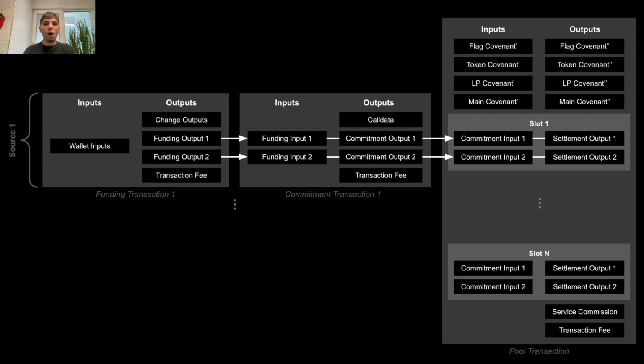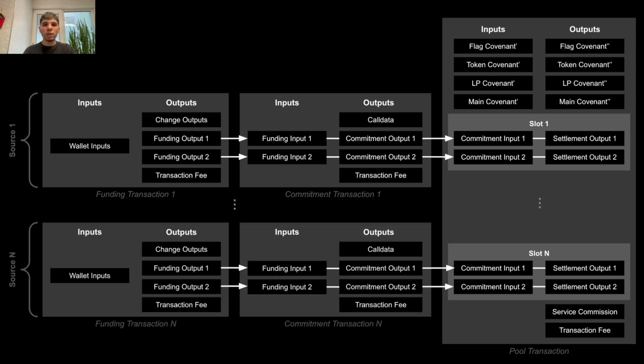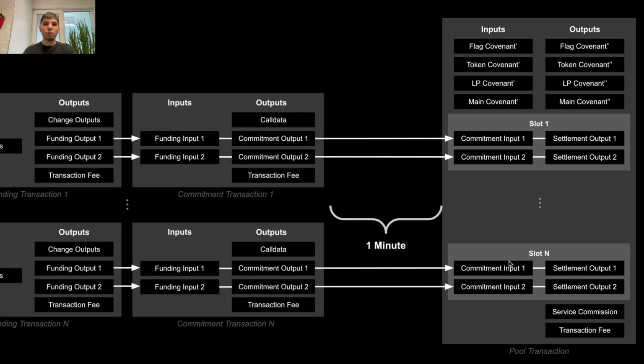So the Bitmatrix covenant is by design asynchronous and non-interactive, so that multiple users from multiple sources can also attempt to reserve one of these slots. And all these commitment outputs from commitment transactions are supplied to the pool transaction after 1 minute, again to avoid some attack vectors. They can all be aggregated in the pool transaction because any node on the network can do so.